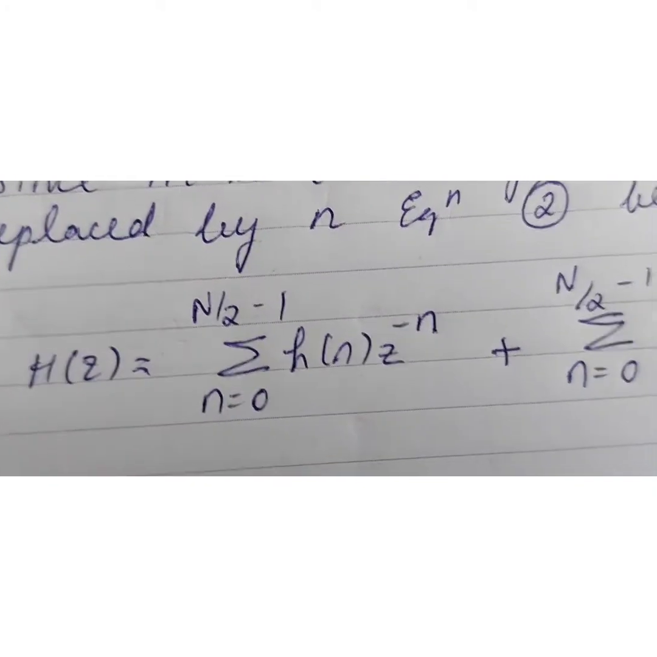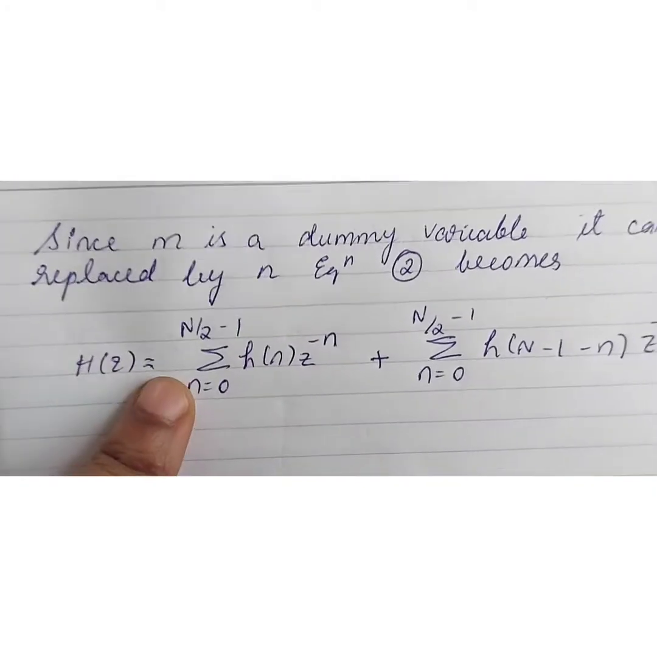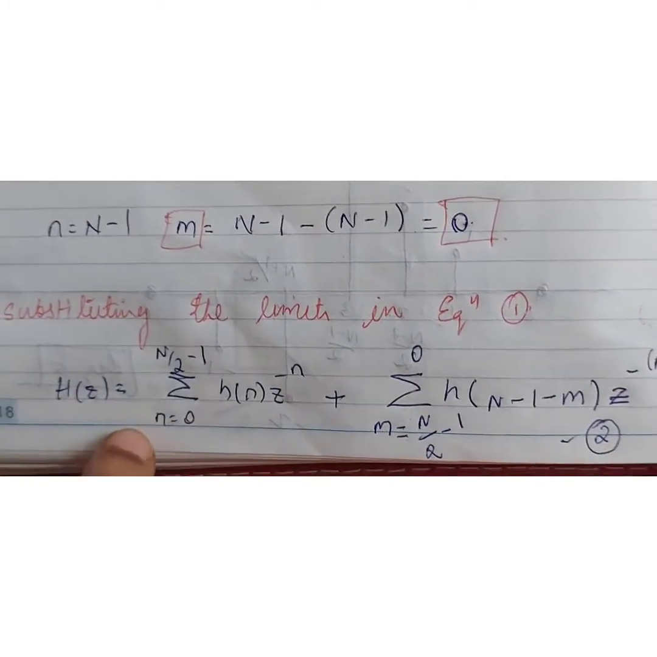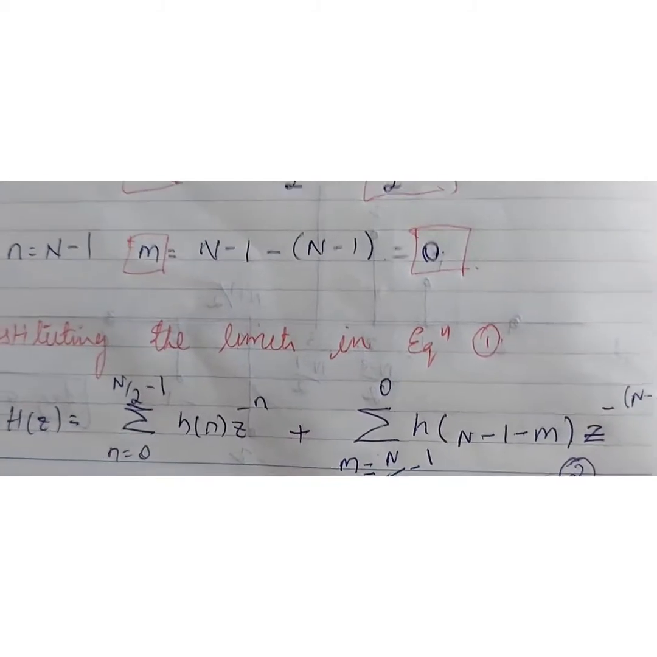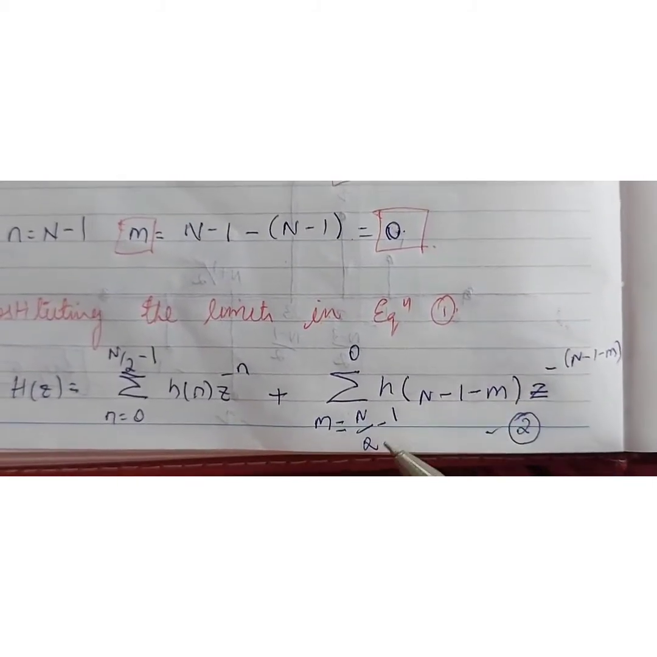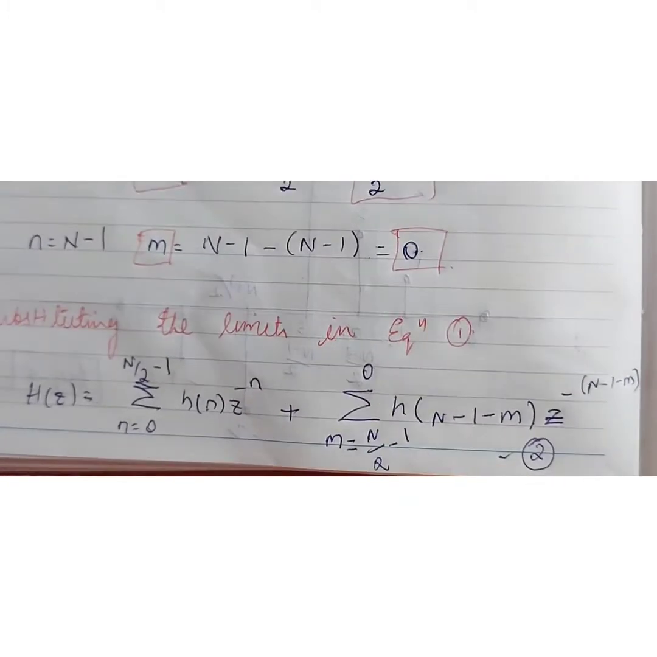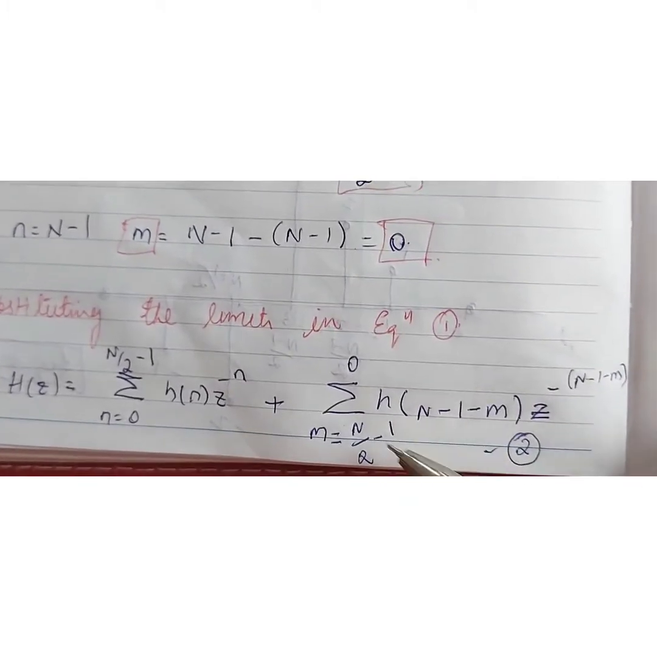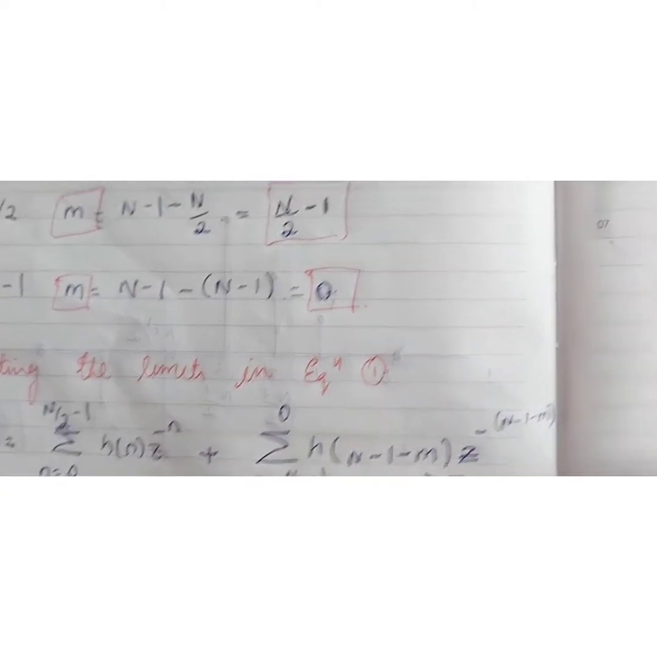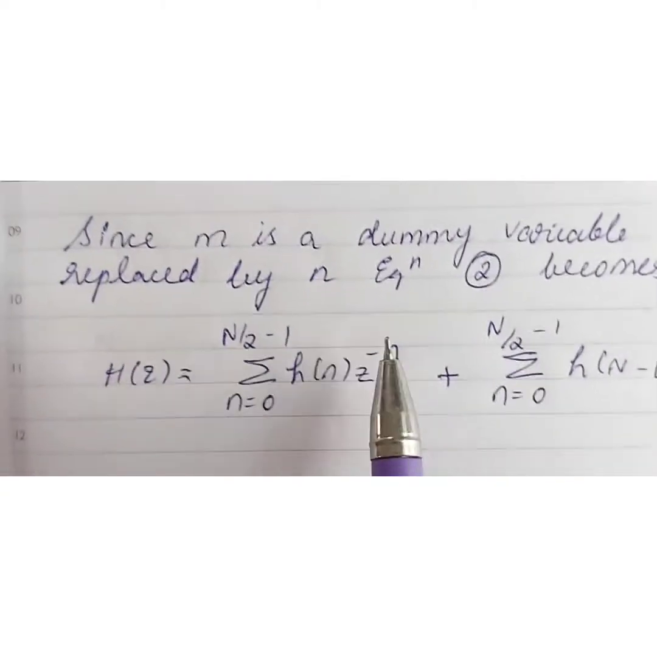So if you see your equation, this is what you will get. Since m is a dummy variable in this equation, I have named it as equation 2. Since m is a dummy variable here, this m is replaced with n, and the summation is also changed from 0 to N by 2 minus 1, and m is replaced with n, and you rewrite this equation like this.